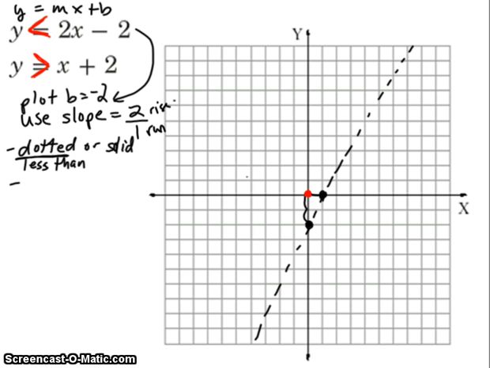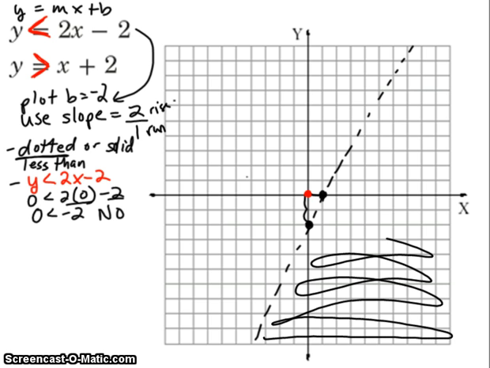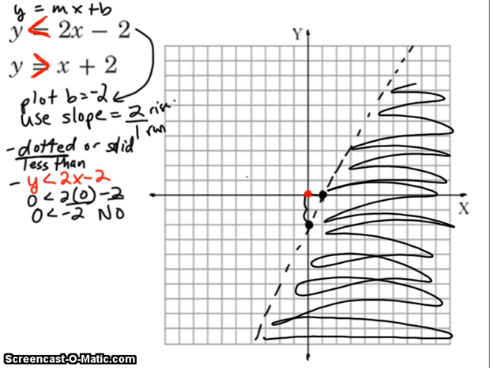Again, 0, 0 is perfect here. It's not on our line. Let's check to see if it works. So we have y is less than 2x minus 2. 0 is less than 2 times 0 minus 2. 0 is less than 2 times 0 is 0, minus 2 is negative 2. Is that true or false? That's false. Okay, so that's not true. All right, so we shade the side opposite 0, 0. Now you guys could do a better job shading than I can, but that's fine by me.